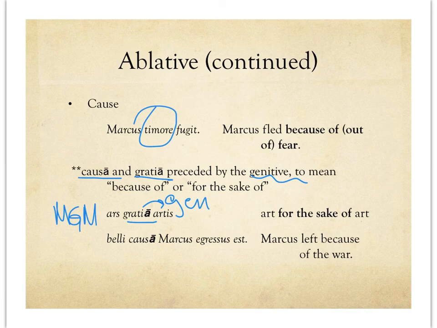And we could say, belli causa Marcus egressus est. Marcus left, there's our verb, causa belli, for the sake of the war, because of the war.